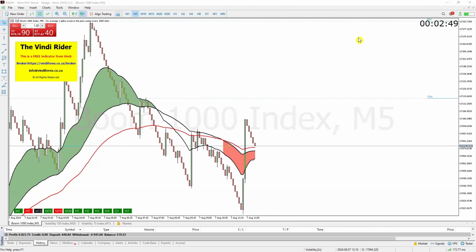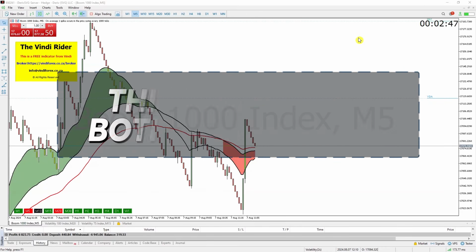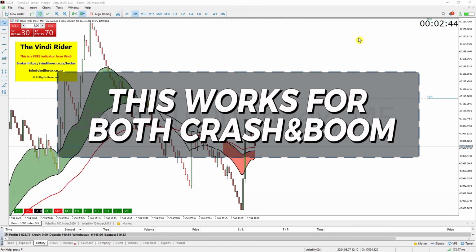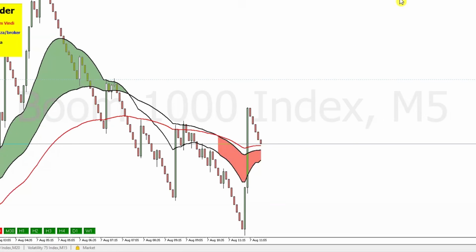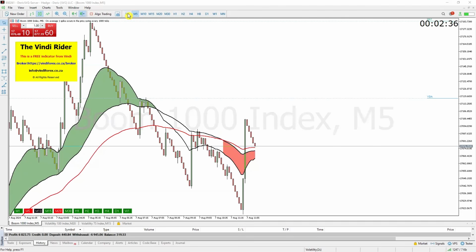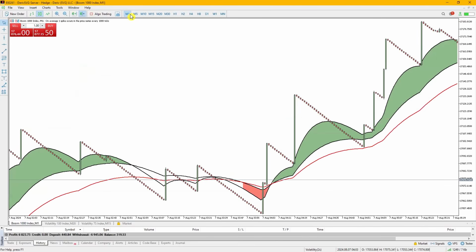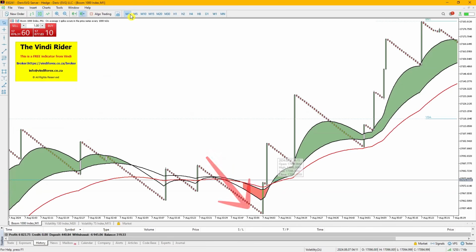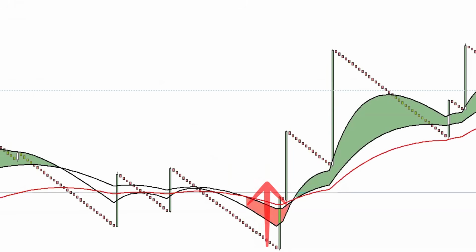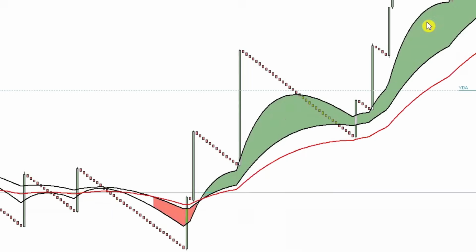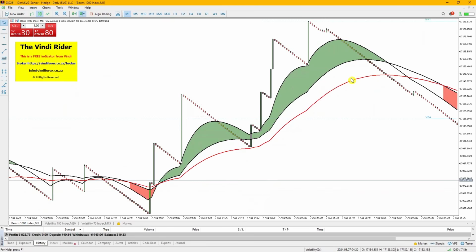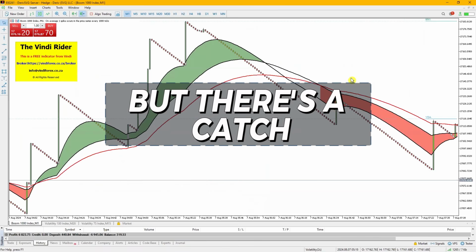So with the Boom 1000, or just Boom index in general, or the Crash index in general, you can trade in the direction of the huge candles, or you can trade against the huge candles, right? So if you quickly look at this, I'm on 5 minutes now, on 1 minute, you can see that this actually has a nature of printing tiny candles followed by huge candles, tiny candles followed by huge candles. So you can trade in the direction of these small candles and in the direction of the big candles.